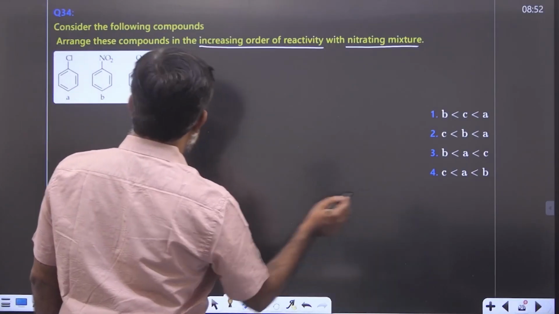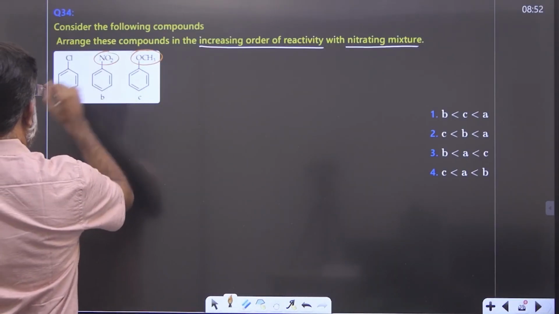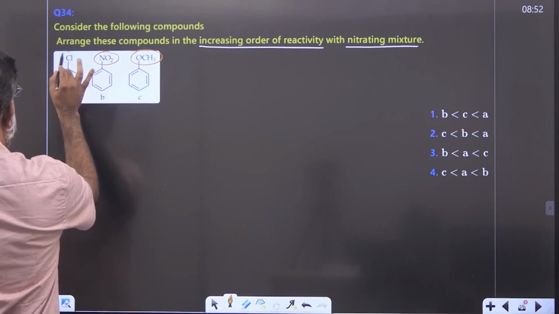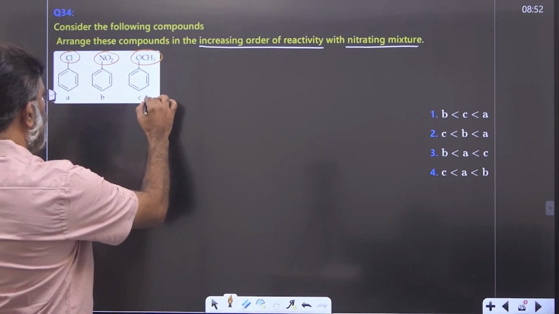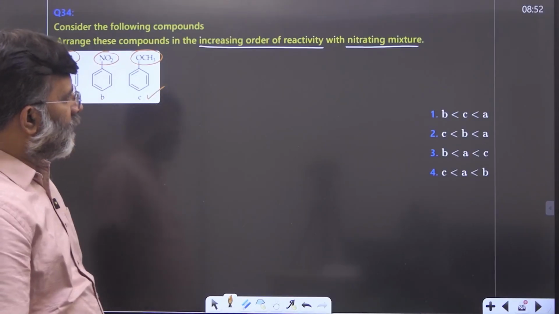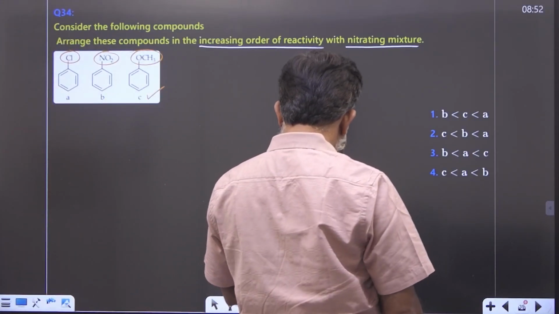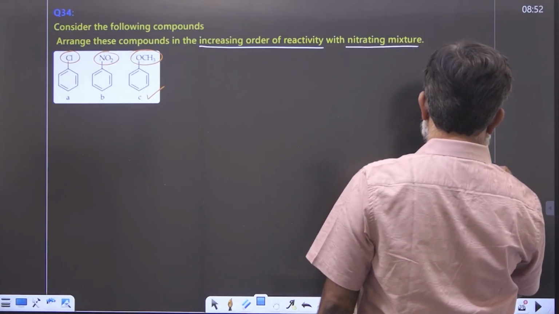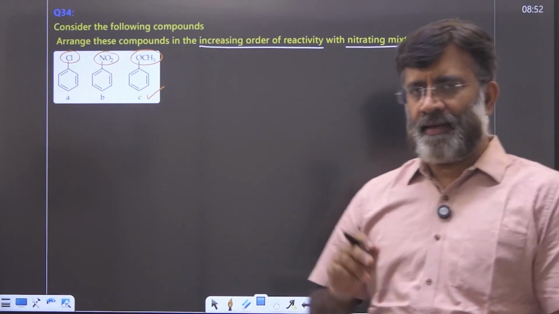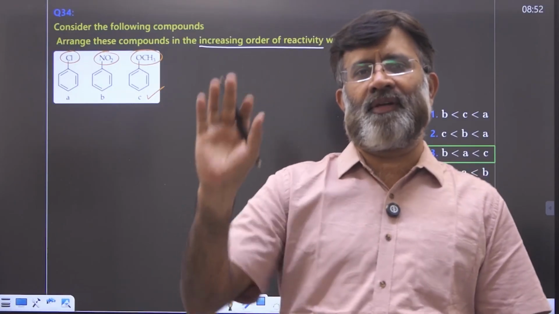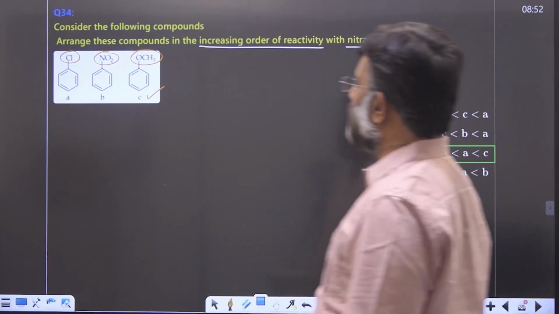You see, this is an activating group and this is a highly deactivating group and this is slightly deactivating in nature. So this should be most reactive. C should be most reactive and that gives us the answer straight away. Option 3 is the correct answer because C is the maximum and that is available only in one choice. Okay. So C maximum. After that, is it A, correct?